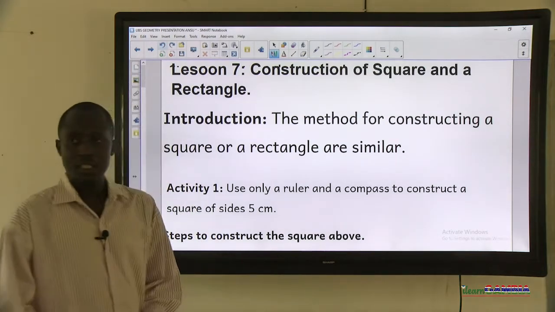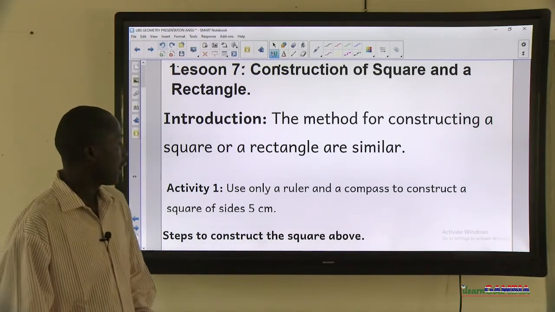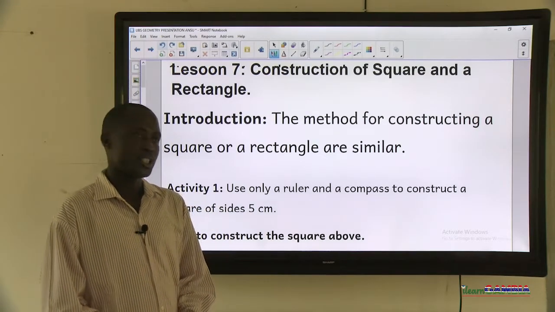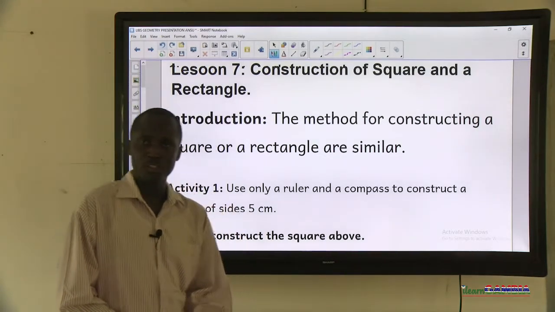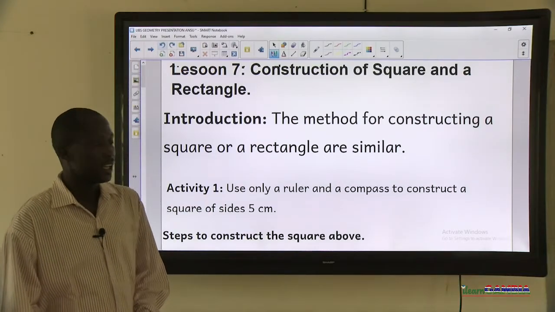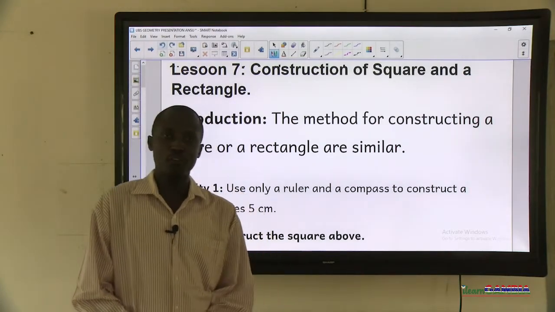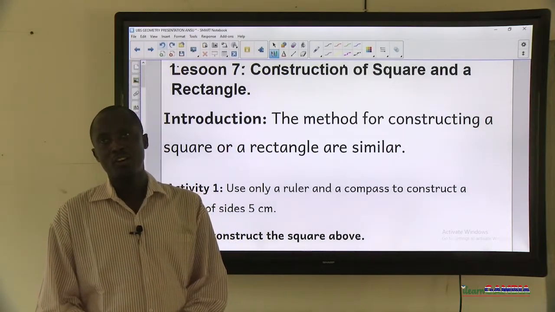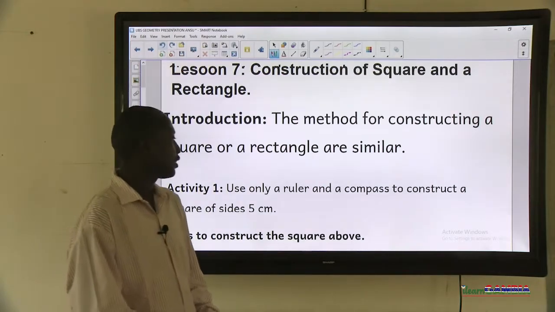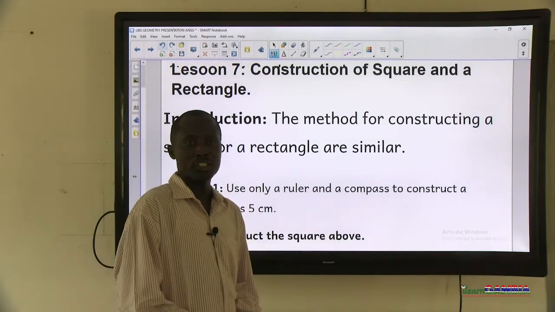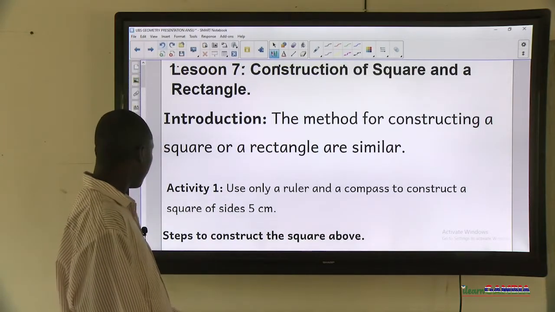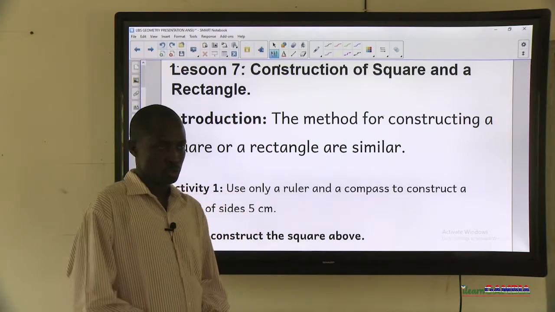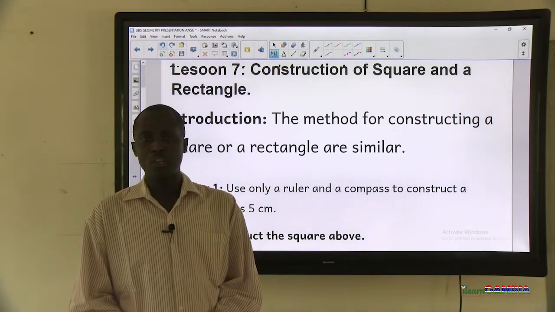But we know that the methods for constructing a square and a rectangle are similar, because if you look at the properties of a square and the properties of a rectangle, you will see that they are almost similar in terms of angles. The angles inside a square are all 90 degrees, which is the same as the angles in a rectangle, which are also 90 degrees. So in this construction, we are going to use only two tools, that is a compass and a ruler.